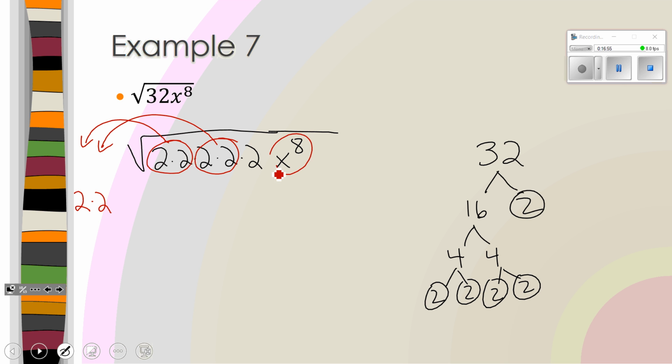And I can take the x to the 8th out by dividing it by the root, which would be x to the 4th. What would be left underneath? A 2. And what are you going to do? If I take 2 sets of 2 out, what do I do with those 2 2's? You times them. And so you will have 4x to the 4th times the square root of 2.